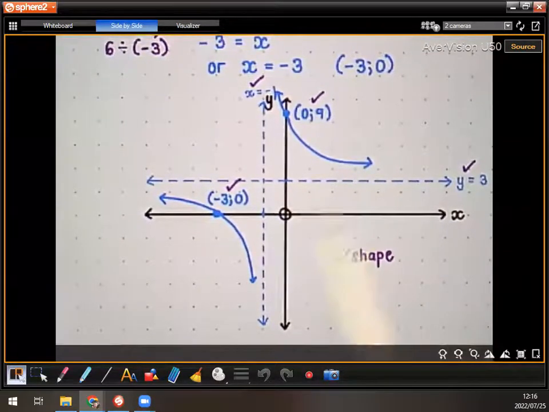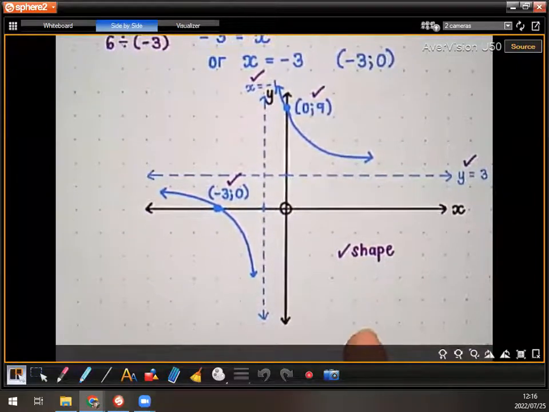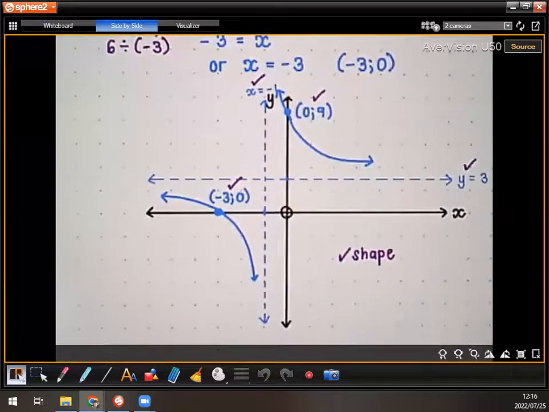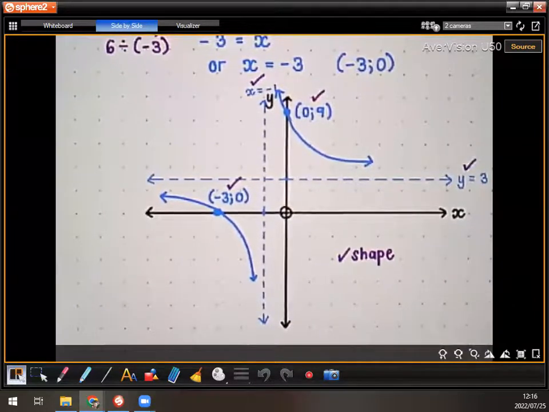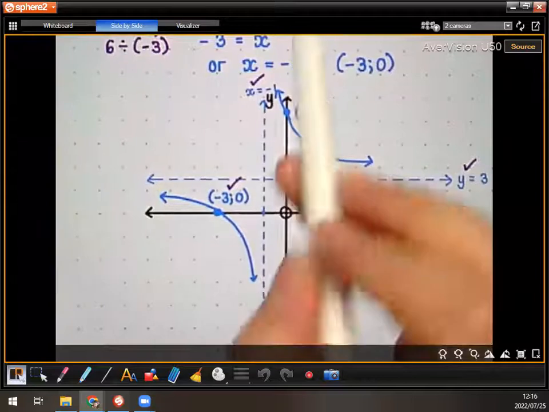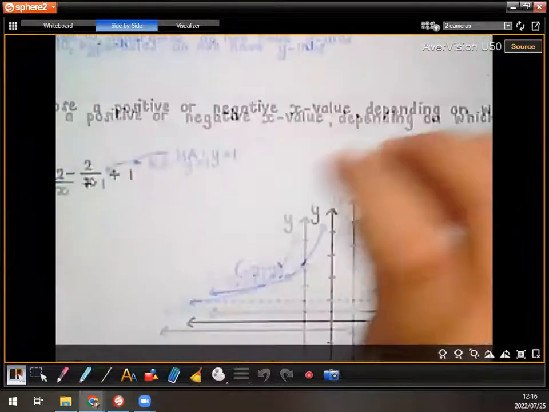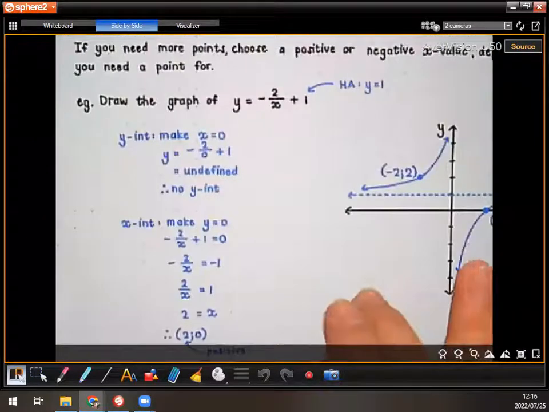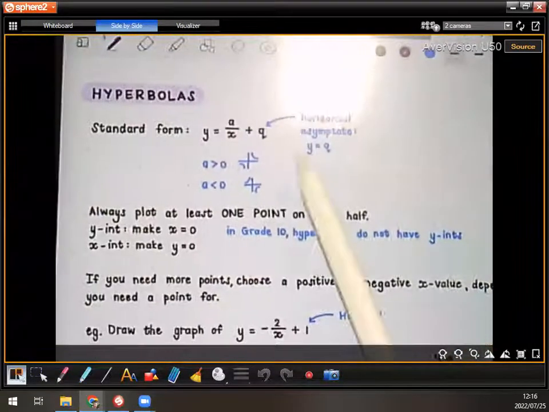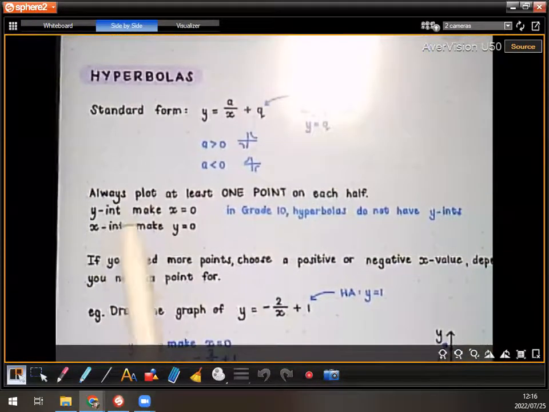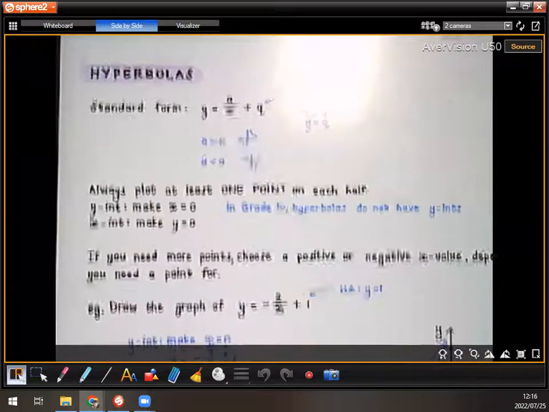Now guys, if we didn't have a point on each part, I'm just going to write down what we would have had to do there. For the previous ones, what we did was, again, we looked for a point on either side of the y-axis. Okay, so I'm just going to go back with you to our previous note. Yeah, so here, this is the note that we did last term. So there was the standard form. Then we said always plot at least one point on each part.